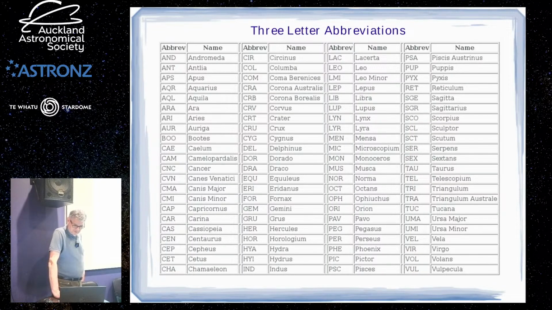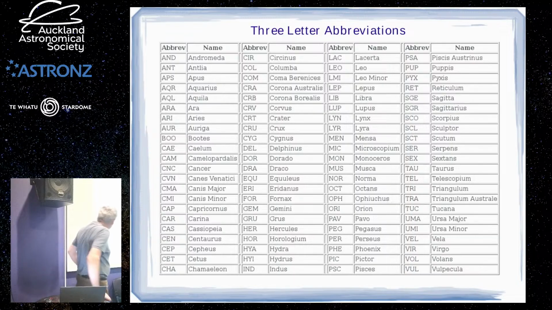Okay, these are the constellations. Everyone here can remember them, of course. All of them have got three-letter codes, like Cru for Crux, Dor for Dorado, and so on.